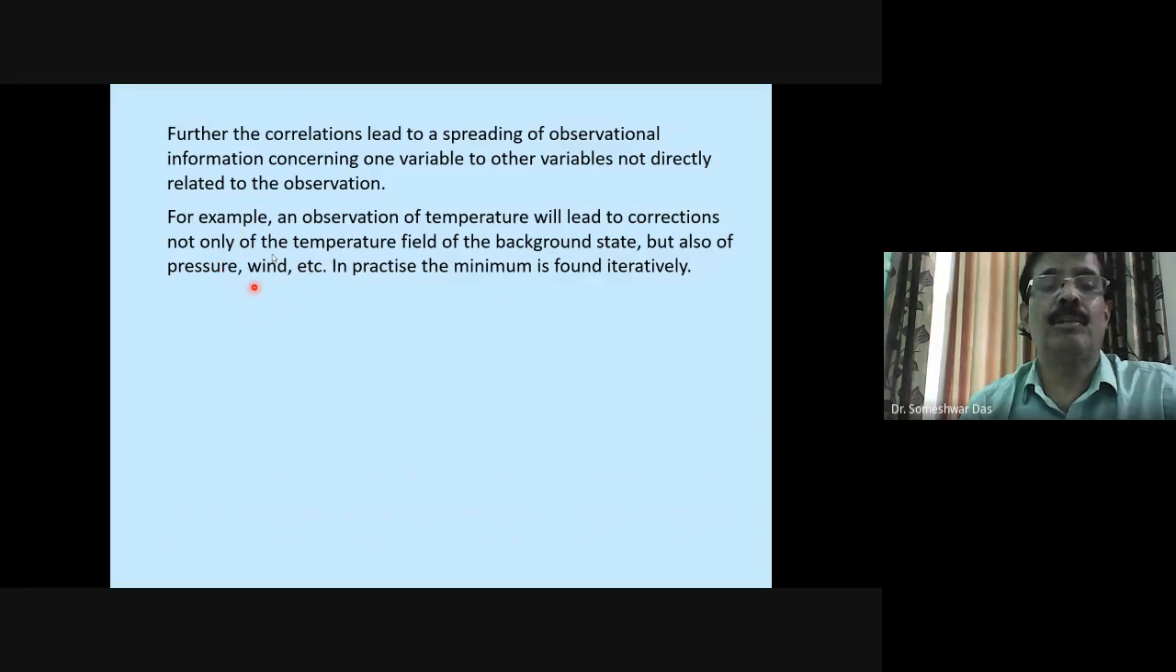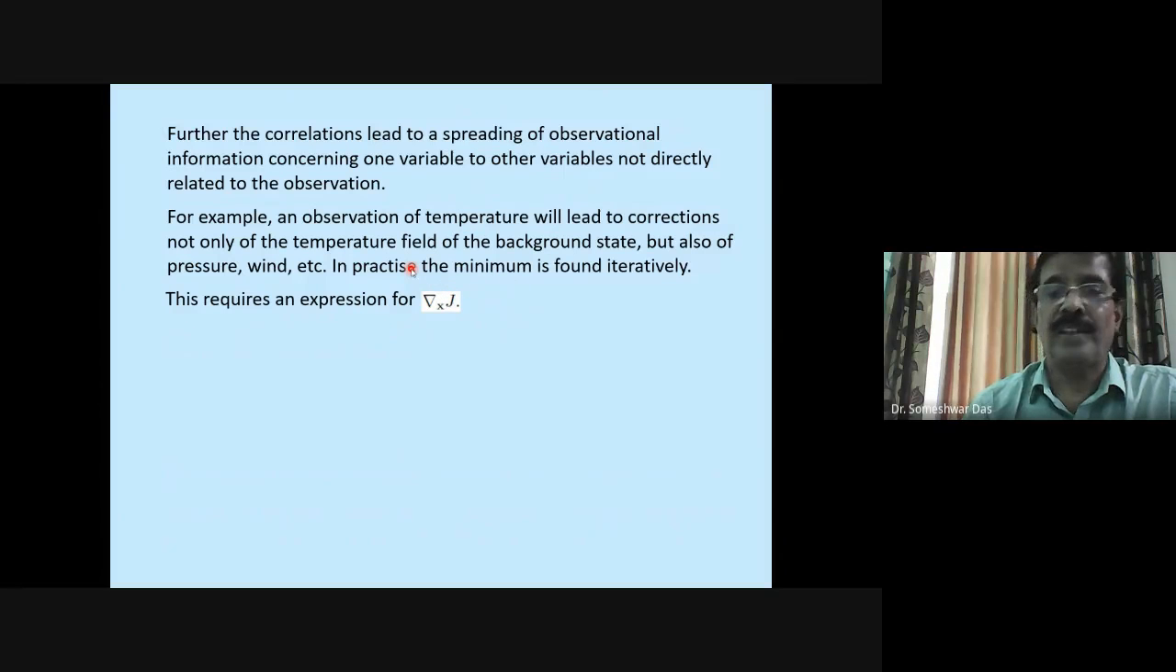Temperature can also influence the wind. So not only is the temperature influencing the temperature of nearby locations, but it is also influencing the pressure, the wind, etc., because they are all physically related. So in practice, the minimum is found iteratively. This requires an expression for delta xj, the gradient of the cost function.